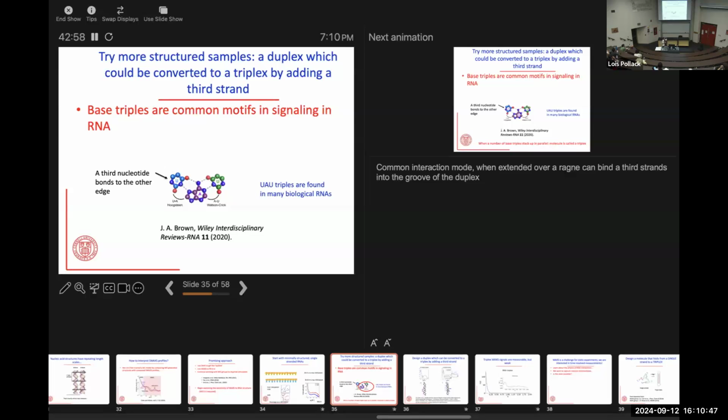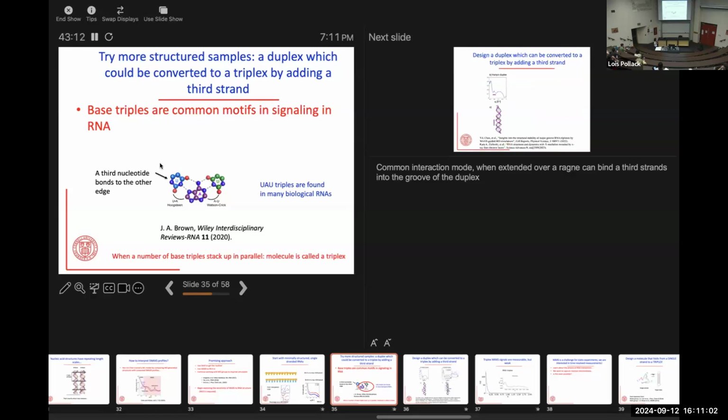And this is many of the ways that these ligands, remember I showed you this ligand early on that comes in and lands? A lot of them have these base triple interactions. So this is getting more biologically interesting. These triples are found in many biological RNAs. And when a number of them stack up on top of each other, that's called a triplex, right? Which is a 3-stranded nucleic acid molecule.